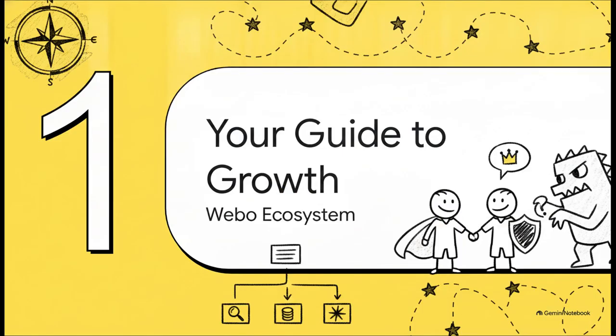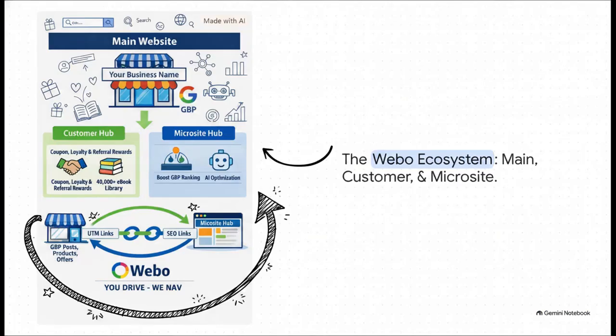Which brings us to Section 1, your guide to growth. So, how do we bypass all that complexity? Well, Webo steps in as your navigator here, offering a practically foolproof ecosystem. Think of it as a continuous loop. At the very top, you've got your main website and your Google business profile. These feed directly into two totally distinct engines. On one side, you have the customer hub, and on the other, the microsite hub. The magic here is how the inbound and outbound links tie everything together into this perfectly seamless path to victory. It literally connects all the dots for you without you having to overthink it.